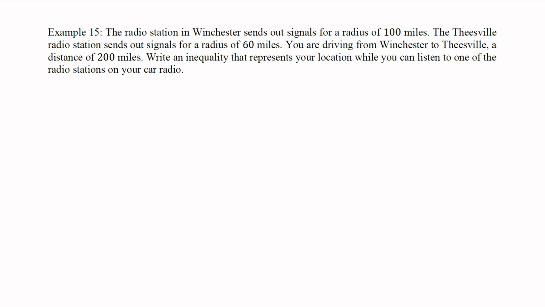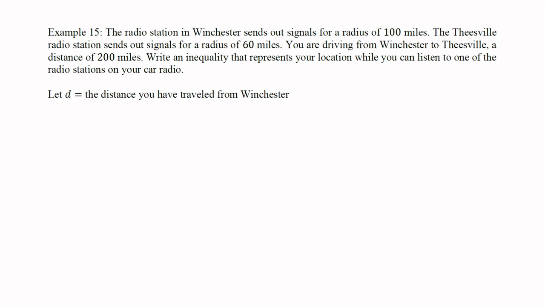Now let's do an application. The radio station in Winchester sends out signals for a radius of 100 miles. The Thiesville radio station sends out signals for a radius of 60 miles. You are driving from Winchester to Thiesville, a distance of 200 miles. Write an inequality that represents your location while you can listen to one of the radio stations on your car radio.